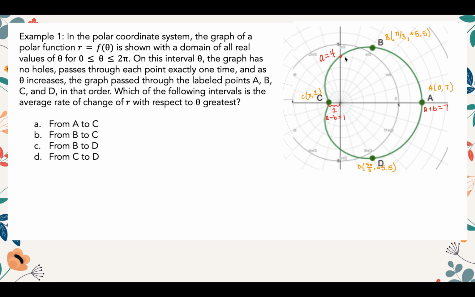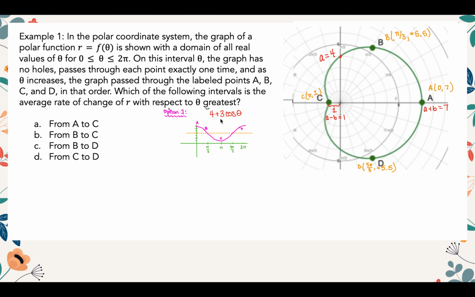My intercepts here are at 4, so I know my A value is 4. And my maximum distance is out to the 7th ring, so I know A plus B equals 7. Well, if A is 4, that means B has to be 3 to get to 7. And then to double check, my minimum distance, this inside point, is 1. So when I subtract A and B, I should get 1. And so that tells me my equation is going to be r equals 4 plus 3 times cosine of theta. Once I have my equation, I can sketch a general cosine curve that has that midline at 4.